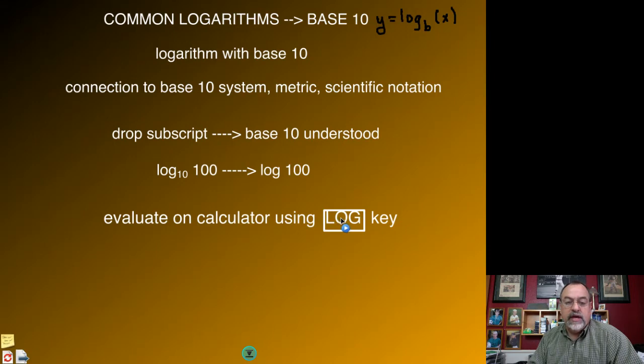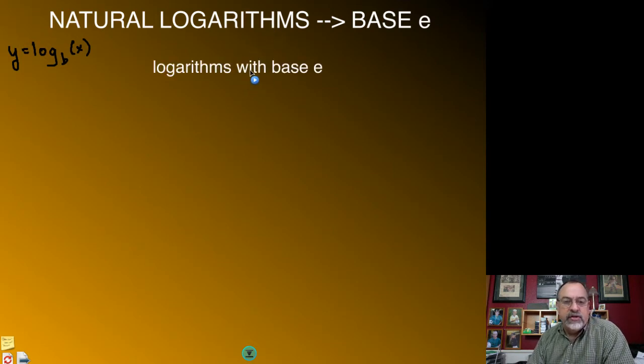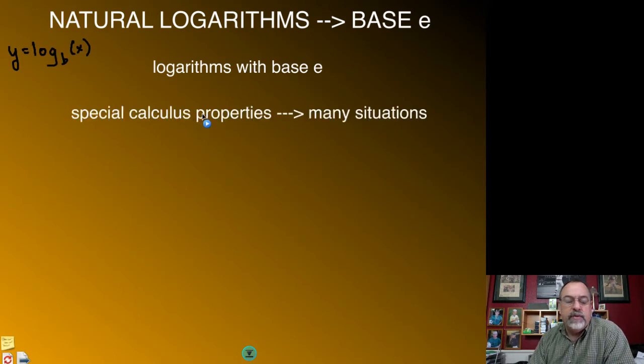The next one we want to look at is the natural log. The natural logarithm, much like the common logarithm, is simply a logarithm that has the same base. So if we take our logarithmic expression where b is the base, if this b is the number e, then it's known as a natural logarithm. E is a number. It's an irrational number like pi. Its decimal never repeats and never ends. So it's irrational, but it is a number. It remains constant. And the number e has some special calculus properties which allow it to be used in many, many different situations.